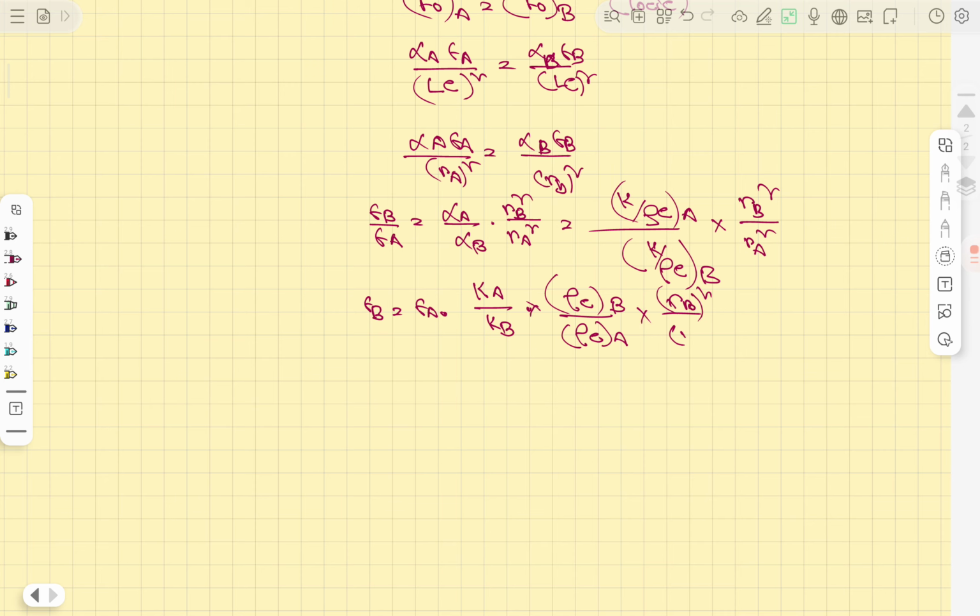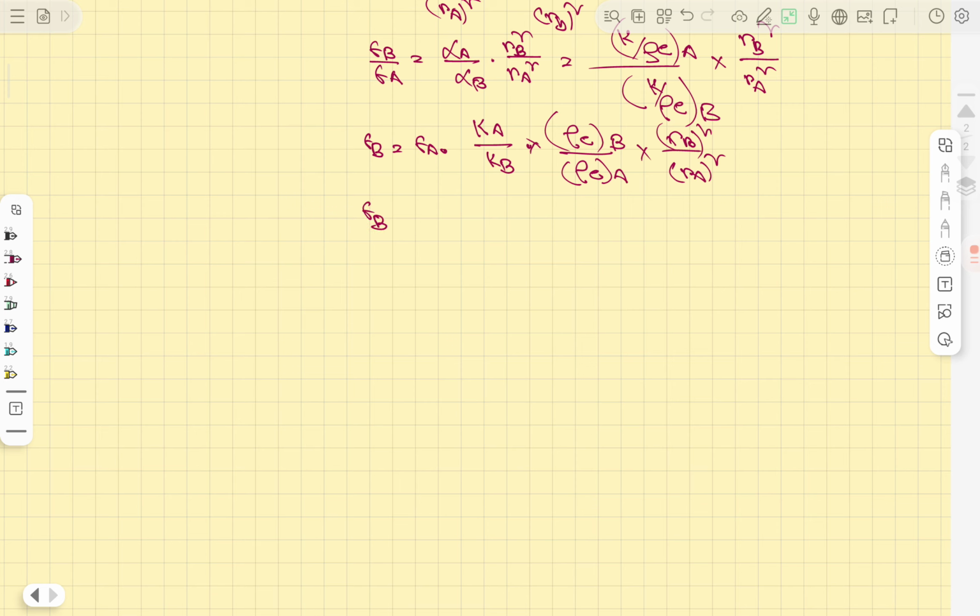So once again I will write this: TB is equal to TA into KA by KB into rho C of B upon rho C of A into RB whole square by RA whole square, correct? Next, what is TA? If you read the question, TA is 2 hours for the first one. Keep 2 hours as it is, because the answer should be in hours. KA: check the table, it is 40 and 20.